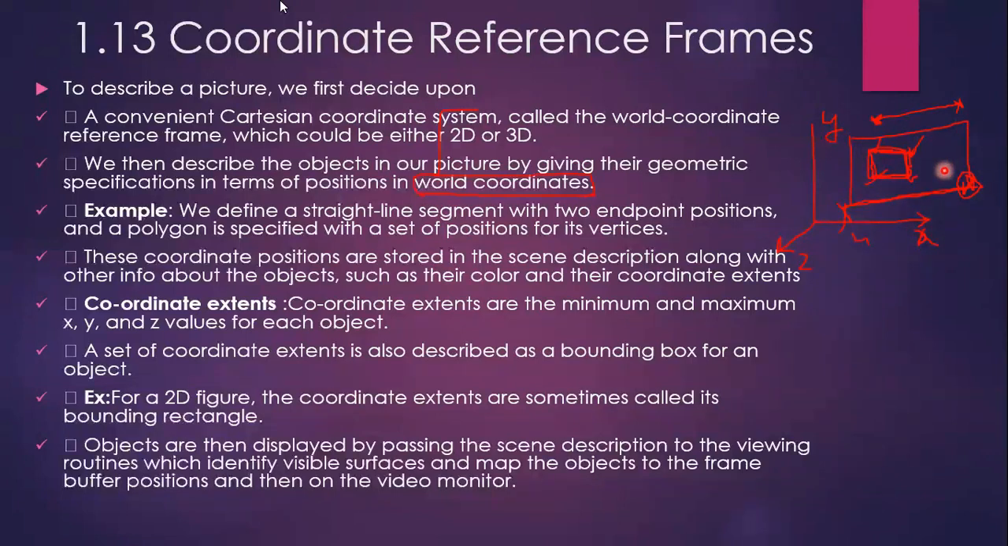You cannot simply render your scene everywhere on a particular system. You have to create a window, and for a window you will have a boundary. So within the boundary only, your objects have to be represented. Before creating any window, you should have the minimum and maximum values: x minimum, y minimum, x maximum, y maximum. Objects are then displayed by passing the scene description to the viewing routines, which identify visible surfaces and map the objects to the frame buffer positions and then to the video monitor.